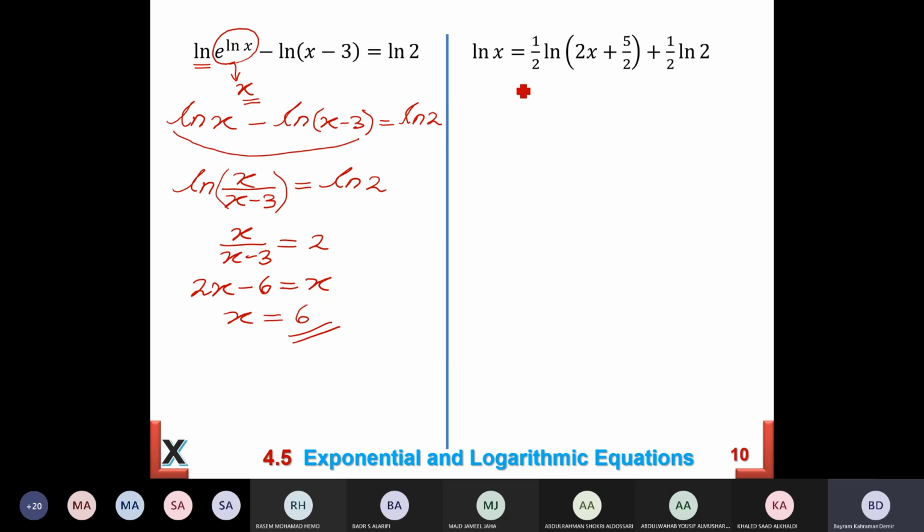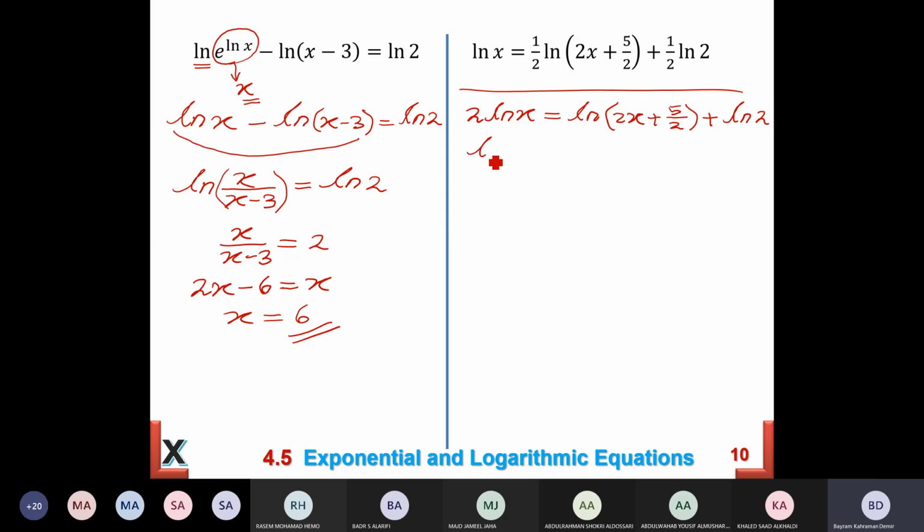Maybe a final question here. Clearly, Shabab, in this question, I should multiply both sides by 2, right, to make it look nice. So it is 2 ln x is equal to ln of (2x plus 5) over 2, plus ln of 2. Right?